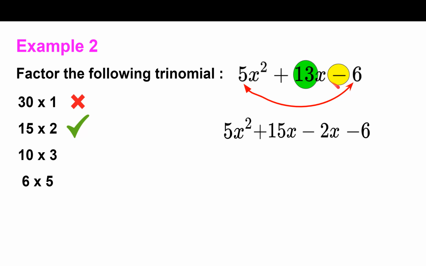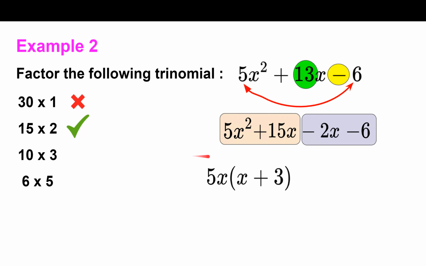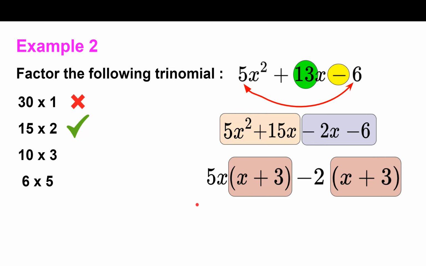Now bring down the first and the last term. For the first binomial, the common factor between them is just 5x, and what's left is x plus 3. And for the next binomial, the common factor is 2, so you're going to take the negative 2 out, and what's left is x plus 3. We should have learned this before, in factoring the common factor. Now what's new is we have x plus 3 in this one and x plus 3 in this one, so we factor out the x plus 3, and what's left is 5x minus 2.